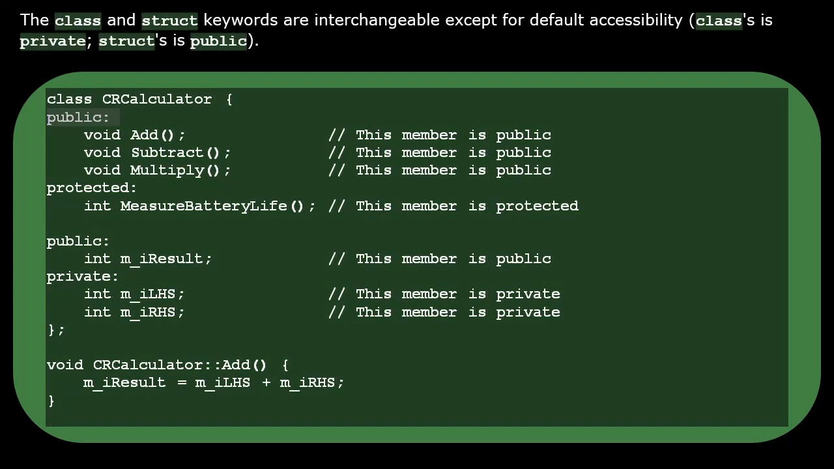Any members listed before the first tag will default to private. The struct keyword is interchangeable with the class keyword, except when you use struct, any members listed before the first tag will default to public instead.